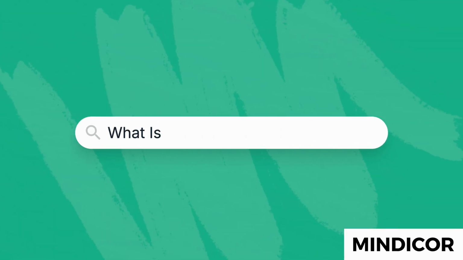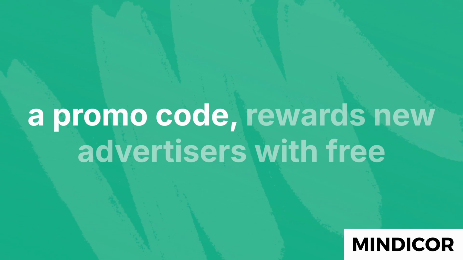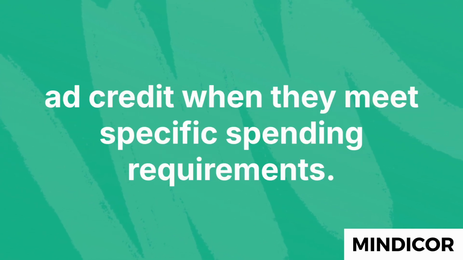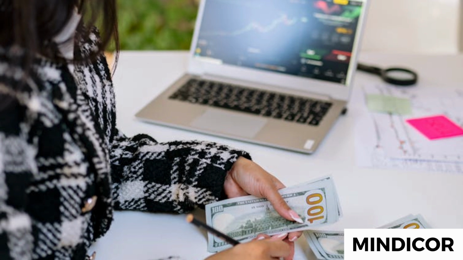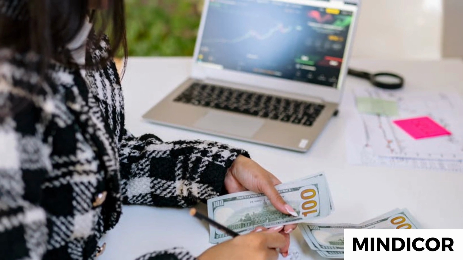What is a Google Ads coupon? A Google Ads coupon, often referred to as a promo code, rewards new advertisers with free ad credit when they meet specific spending requirements. For instance, spend $500 and you might receive another $500 in ad credits.